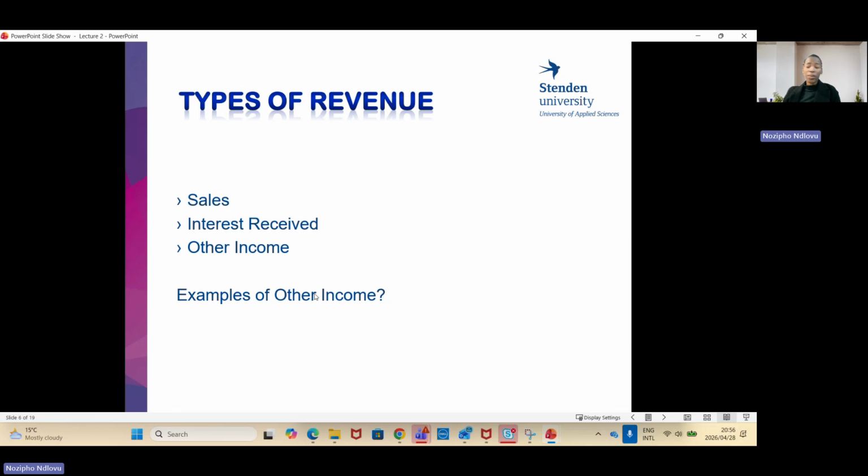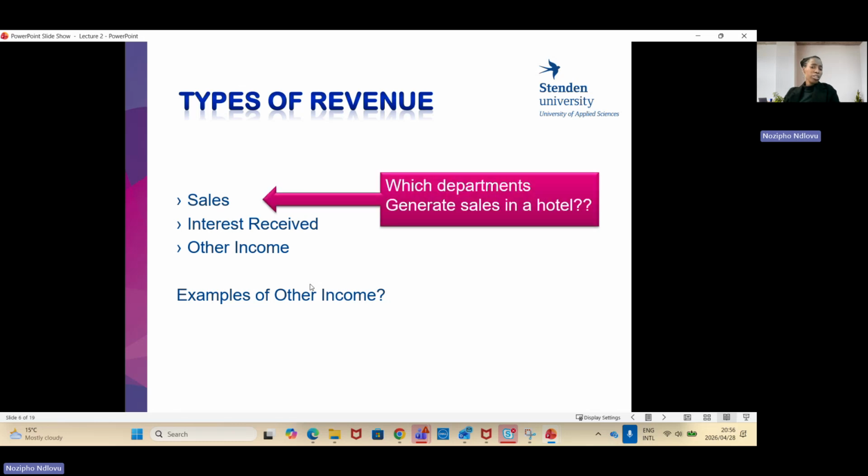Okay, so this is like, what are the other types of income or other examples of income that you can think of? Please think of examples so that when I see you next time, you can be able to engage on those. Which department generates the sales in the hotel?